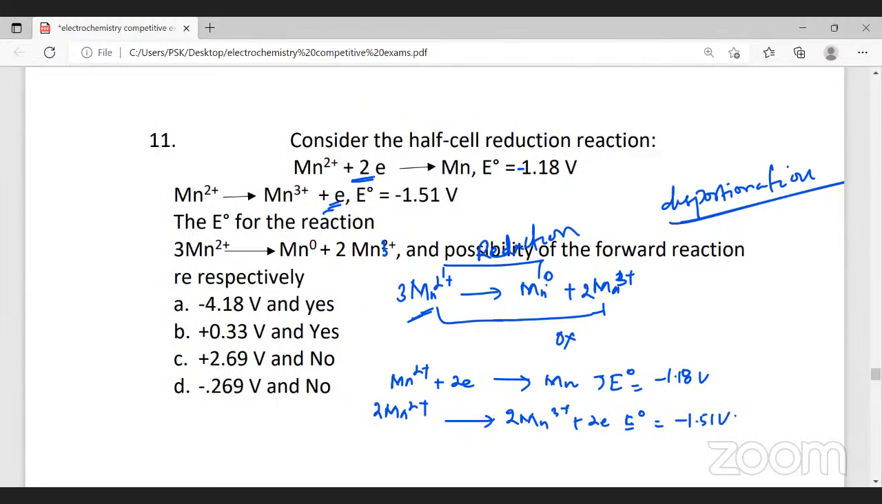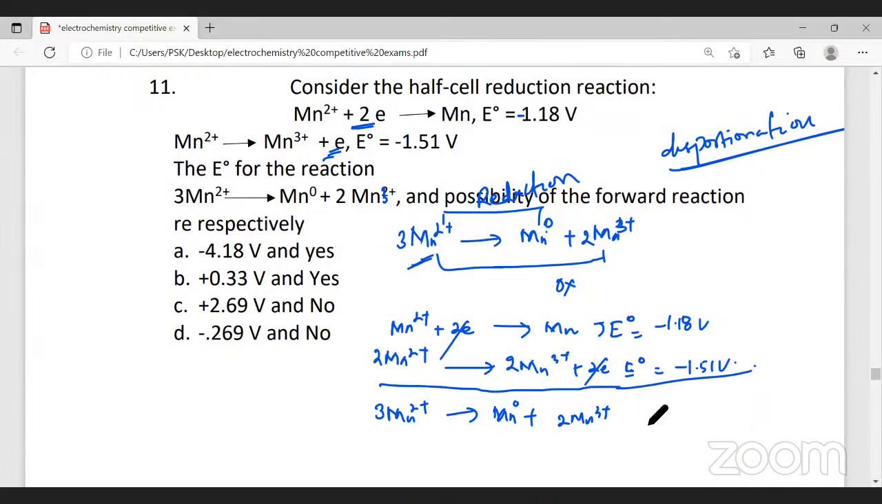So when you add these two equations, what happens? These two electrons and these two electrons will get cancelled. What you have is 3Mn2+ giving you Mn plus 2Mn3+. This is the reaction they've given you. So on adding these two equations, you get the overall reaction. Now, what will be the E naught value? When you add these, you will get -2.69 volt. So E naught value is negative here.